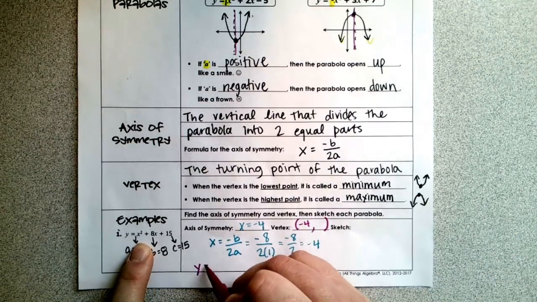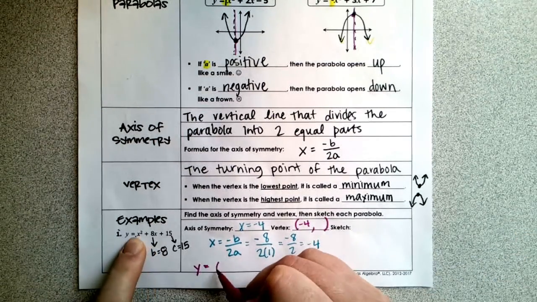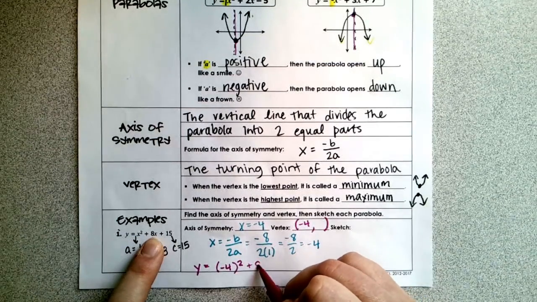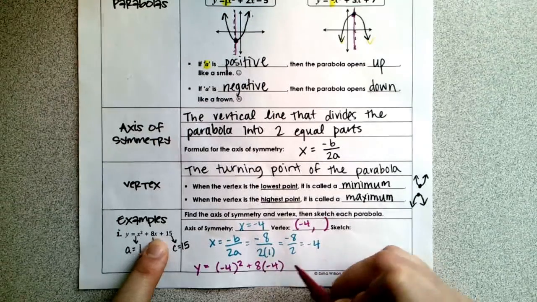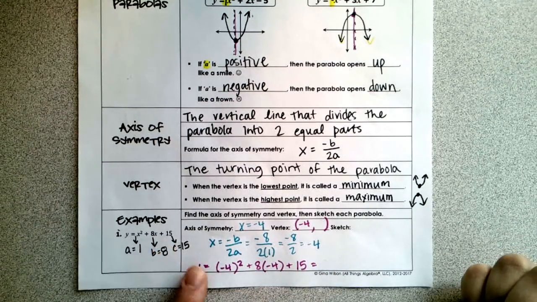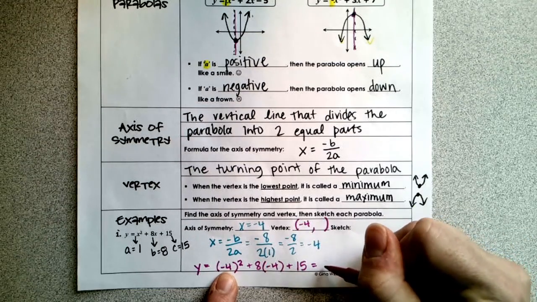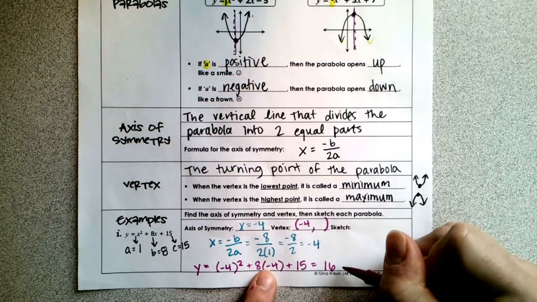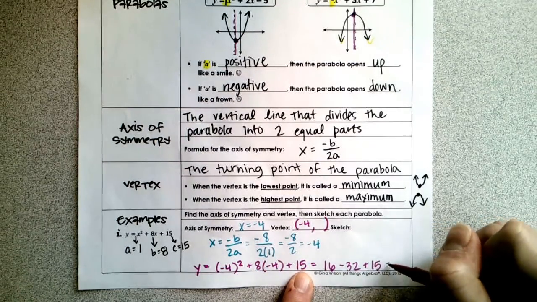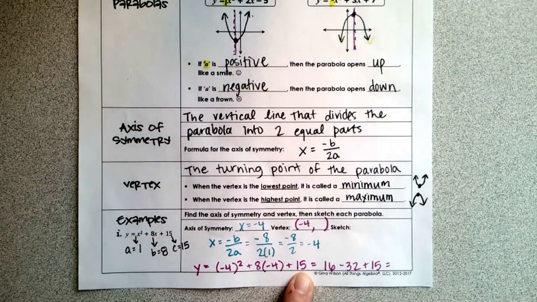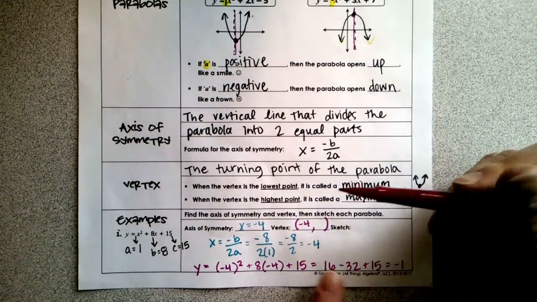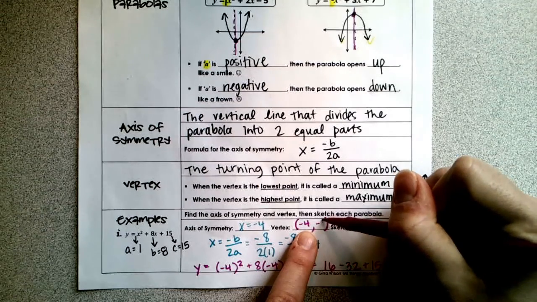So y equals, then we plug in -4, so -4 squared plus 8 times -4 plus 15. Okay, -4 squared is 16, and then this is -32 plus 15. When you plug that all in, you get -1. Feel free to use a calculator. So that means our vertex is the point -4, -1.